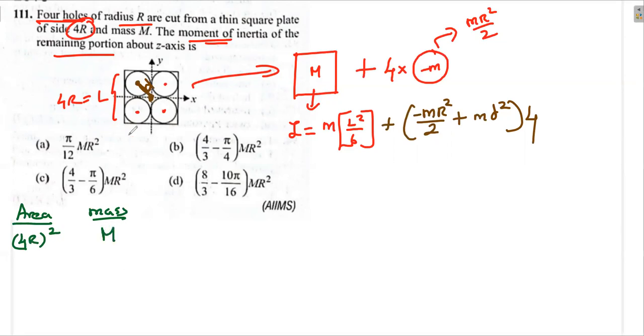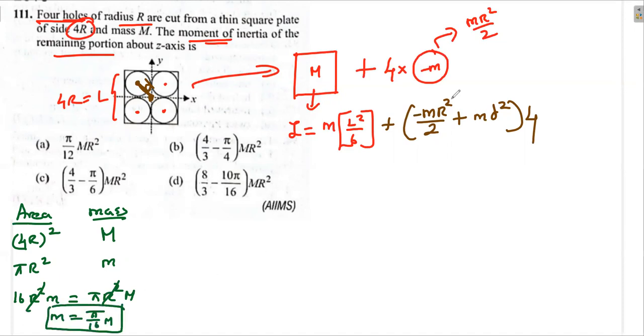The area I am looking for is pi r square. Radius is r, pi r square. Their mass is 2 m. As usual, we will divide and equate or cross multiply and equate. So this will be 16 r square small m is equal to pi r square capital M. We lose the r square term. So small m is pi over 16 capital M.